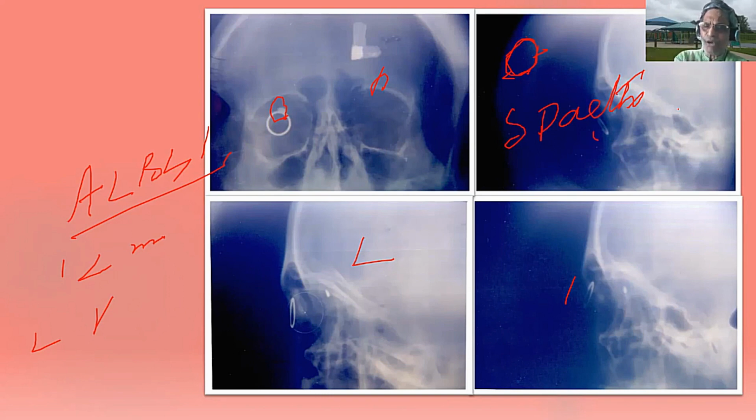Sir, when I see this, I know it's at 12 o'clock, sir. But I do not know, sir, whether it's inside the eyeball or outside. I can't tell. Then what to do? Sir, I will take a lateral view, you tell. Lateral view. See the lateral view here. The lateral view is taken.